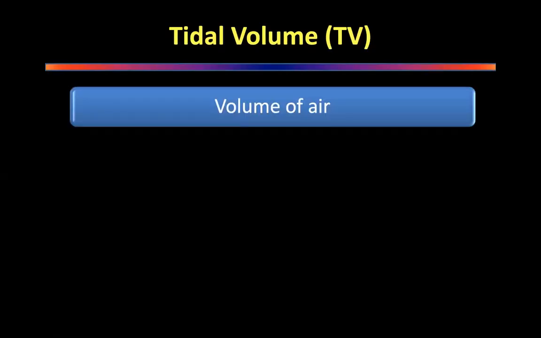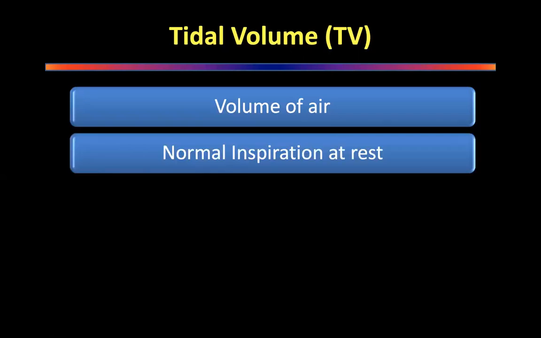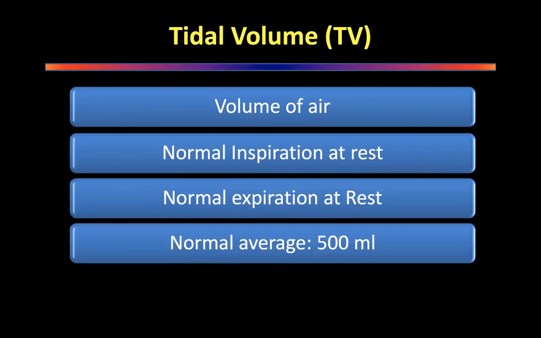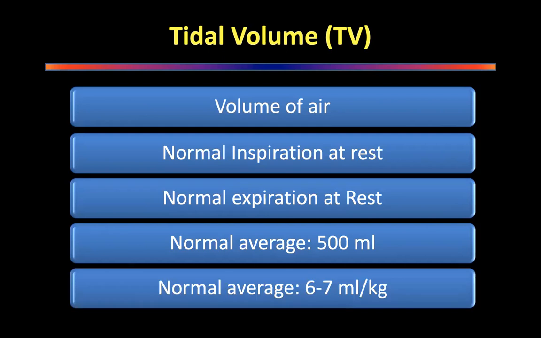So what is tidal volume? It is the volume of air at normal inspiration at rest and normal expiration at rest. And we said that that's 500 ml. Is that clear? And if you want to put it in ml per kg, it's 6 to 7 ml per kg.